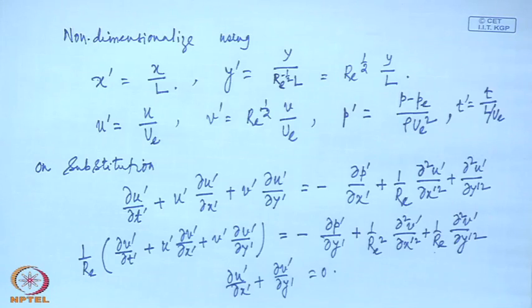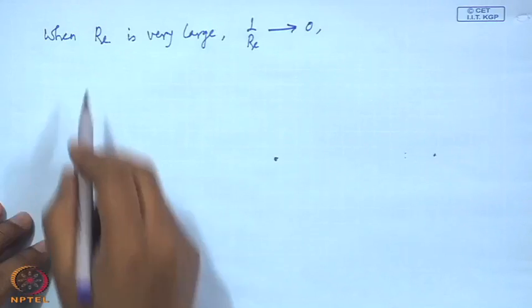Now, if we assume that the Reynolds number is very large, so that 1 by Re approaches 0, and in that situation all the derivatives are finite, then we can neglect these terms in this equation, and in this equation all these terms except the pressure. So, what do we get?